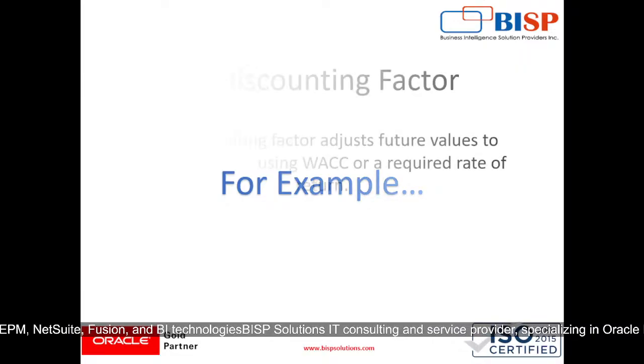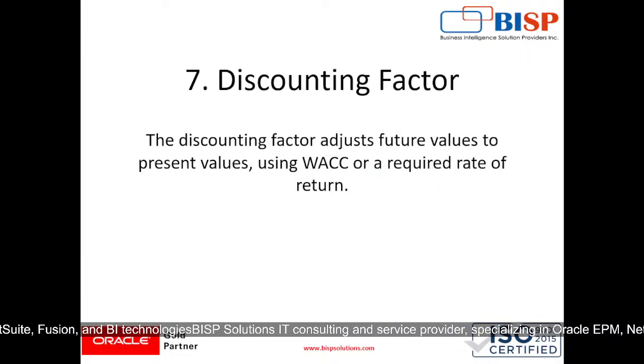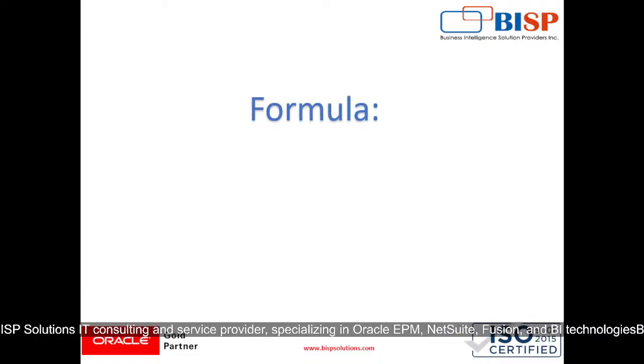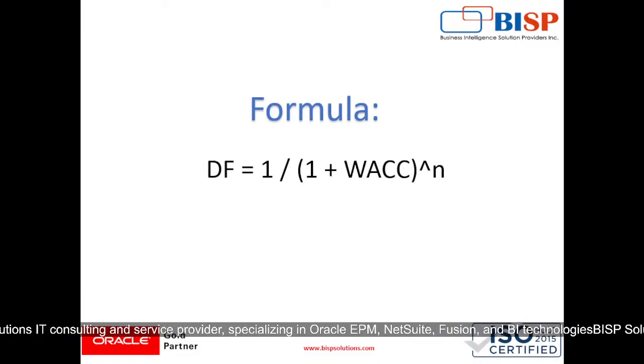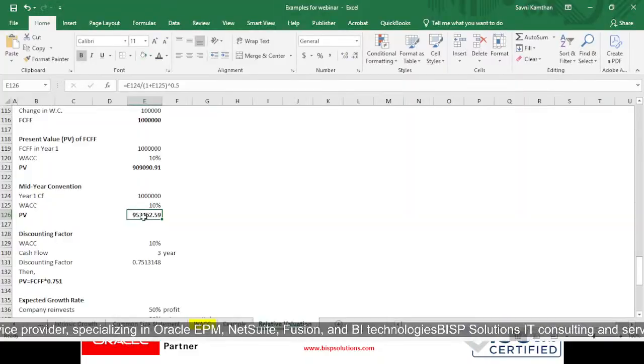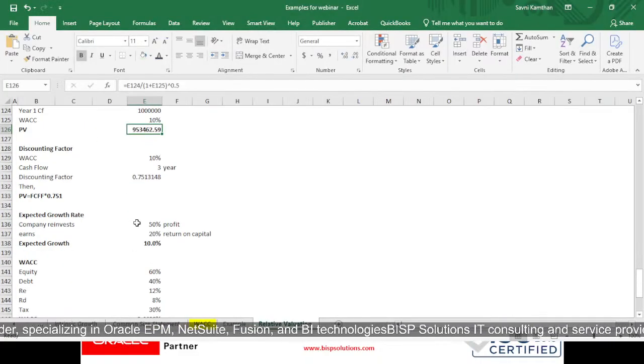Okay. Next comes our discounting factor. So the discounting factor adjusts future values to present values using WACC or a required rate of return. So for calculating discounting factor, the formula is 1 upon 1 plus WACC to the power n. So the formula for the same is done.